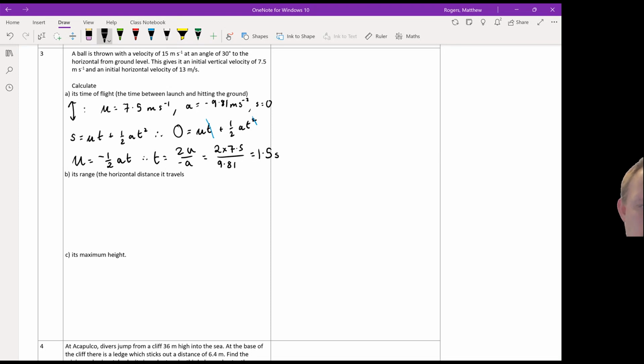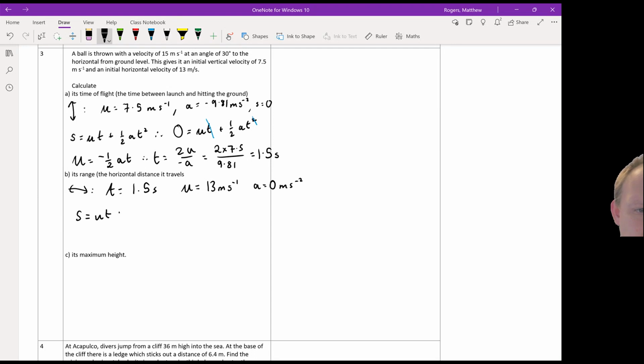The range, the horizontal distance it travels. So now we're looking in this direction. We know that the time of flight is the same for both, so 1.5 seconds, and that the initial speed in this direction is 13 meters per second. That the acceleration is equal to 0 meters per second squared. In the horizontal direction, there's no force acting, so no acceleration.